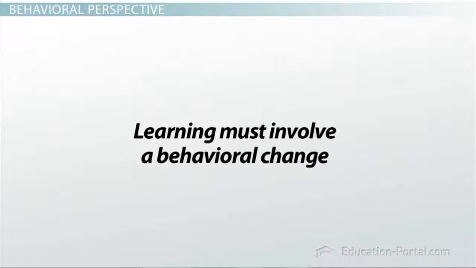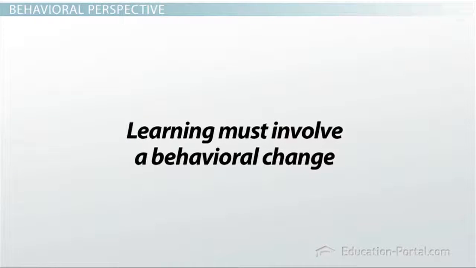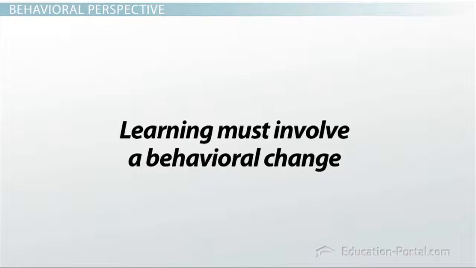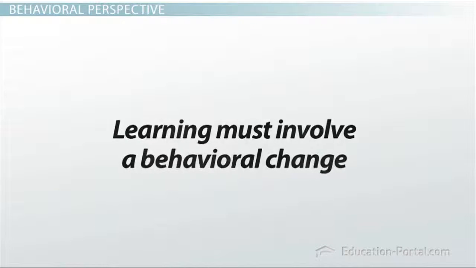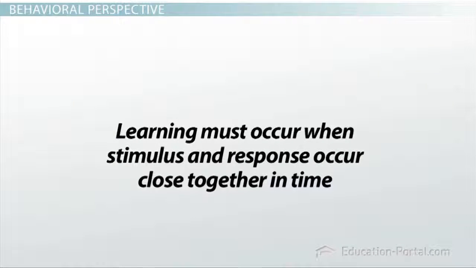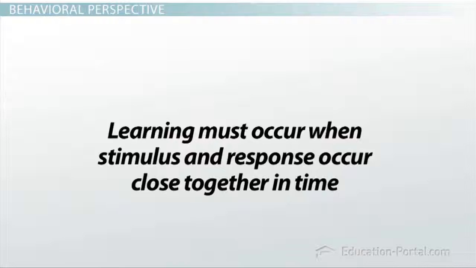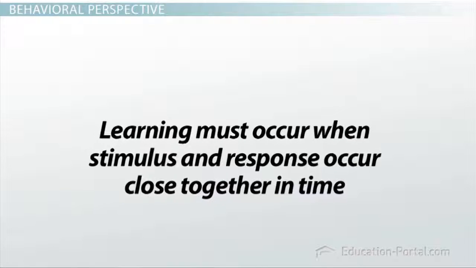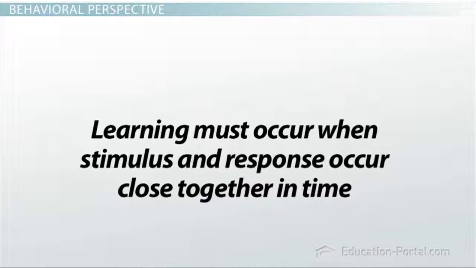Assumption number 3, learning must involve a behavioral change. Theorists believe that learning has not occurred unless an observable change in behavior is observed. Assumption 4, learning must occur when stimulus and response occur close together in time. Learners must associate their response with a stimulus, and in order for that to occur, the two must happen in conjunction with each other, or in other words, be contiguous.